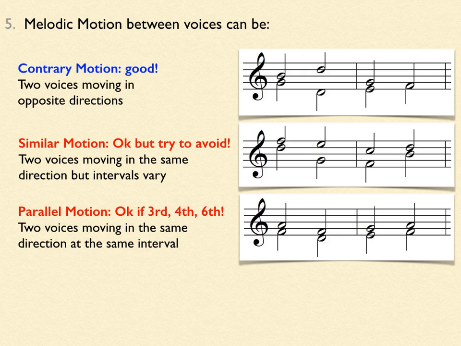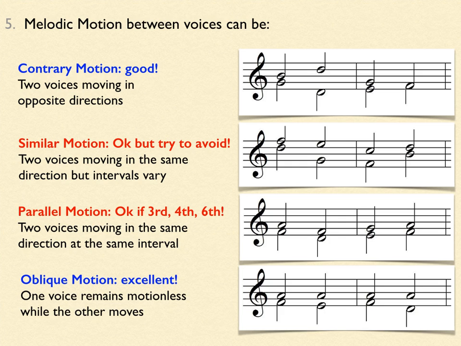And the very last type of melodic motion is oblique motion. This is excellent if you're able to do this when you're writing for four voices. One voice remains motionless while the other moves. I know that sounds quite boring, but it's actually the best type of voice parts for students. I usually advise my students that if you're moving from one chord to the next chord and you have the same note in those two chords, if that note is in one voice part, keep it in the next voice part as well.